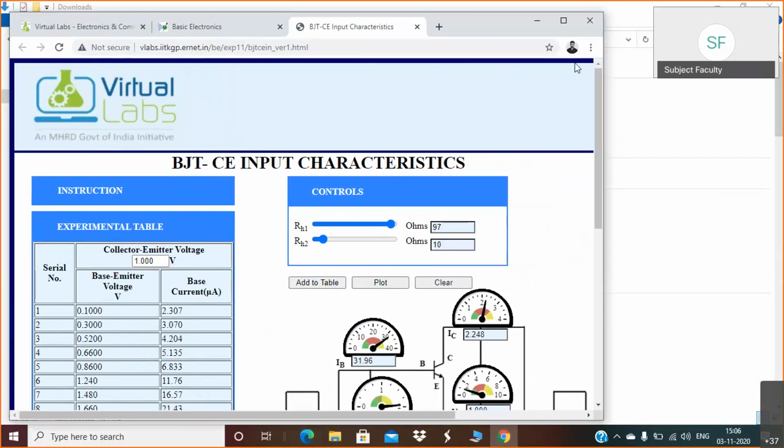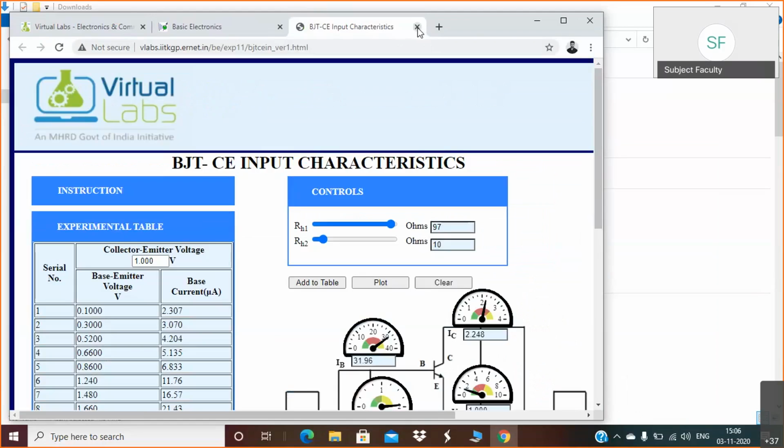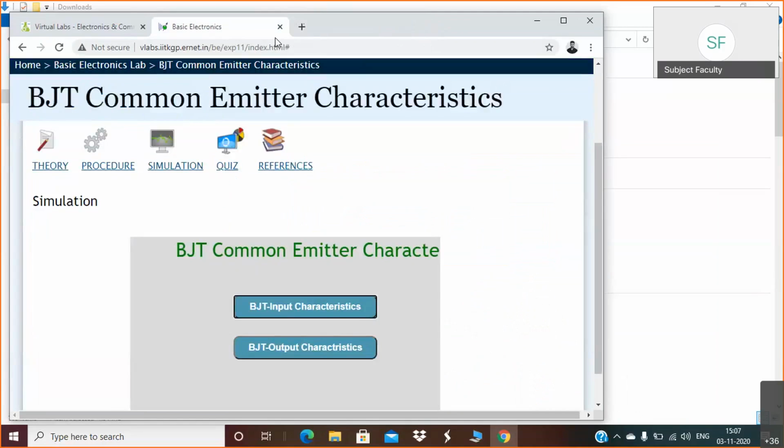Okay, so again you can do this. You can just try. If you're having any problem, then you can perform it later over. So this is regarding the BJT common emitter characteristic.